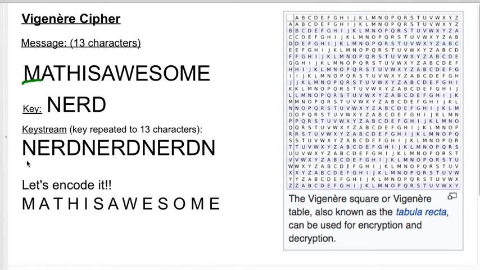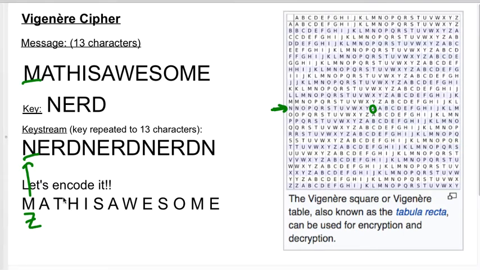For M, I'm going to use the N row. So I'm going to go to row N, which is right here, okay? I'm going to go to row N, and I'm going to go to where M is, which is right here. And I'm going to use this Z, okay? So this M used row N and encoded to Z, right?